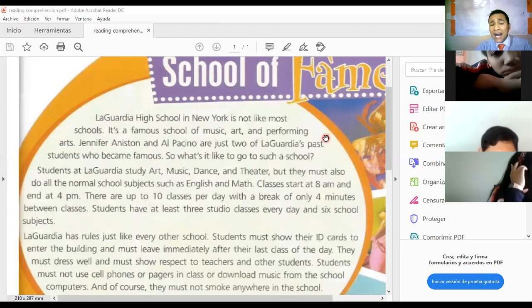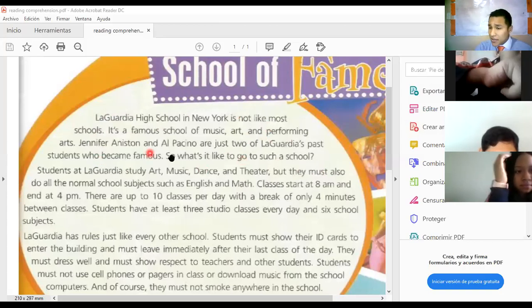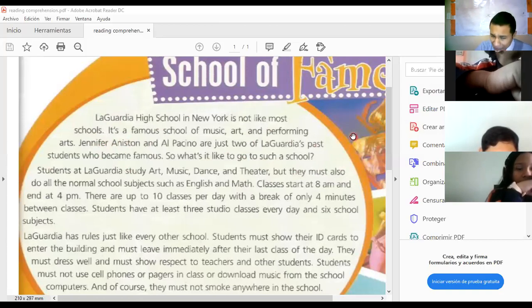Now, tell me, please, Melina, Mauricio, Stephanie, Iris, Leslie, who are the two famous students from La Guardia High School? Jennifer Aniston and Al Pacino. And Al Pacino, perfect. They are the two famous students, okay? Very good, excellent.